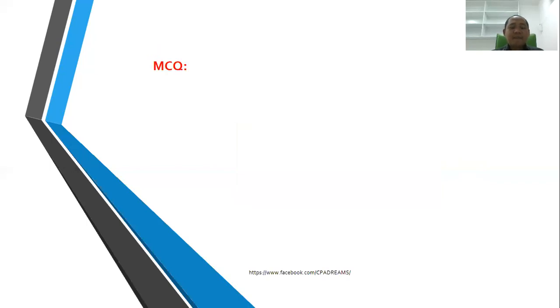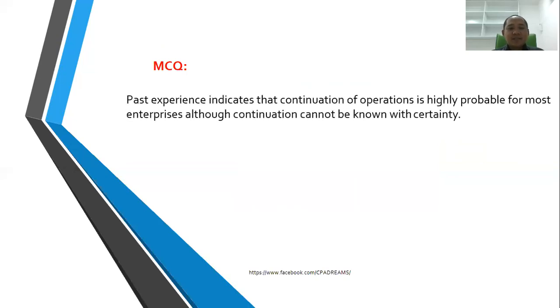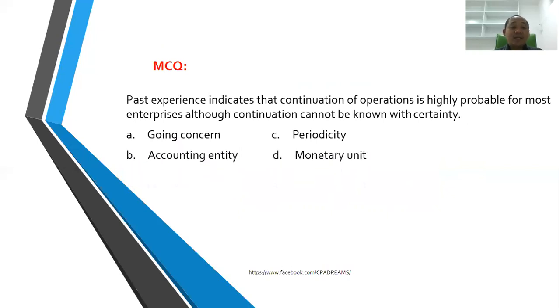Okay, so some multiple choice questions. Past experience indicates that the continuation of operations is highly probable for most enterprises, although continuation cannot be known with certainty. So what is the type of accounting concept or principle? A, going concern. B, accounting entity. C, periodicity. D, the monetary unit. Okay, 3 seconds only. Of course, the answer is going concern.